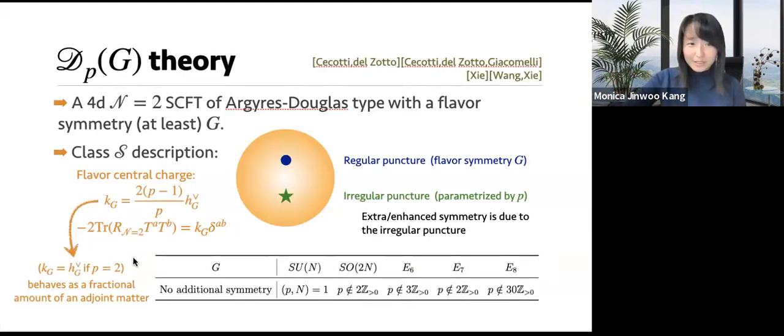In fact, I want to say that since we're having D2 SU(odd) in the end, when p is equal to 2, this flavor central charge is just becoming a factor of 1. And so exactly just h^∨(G), regardless of the choice of the G. So then if you look at it, k_G is equal to h^∨(G). So it really behaves like a fractional amount of an adjoint matter is what we really get.